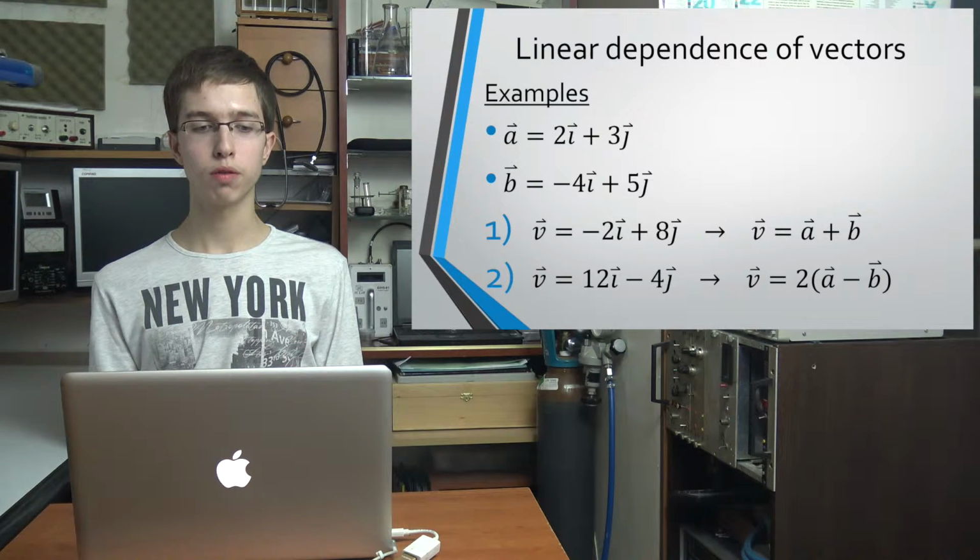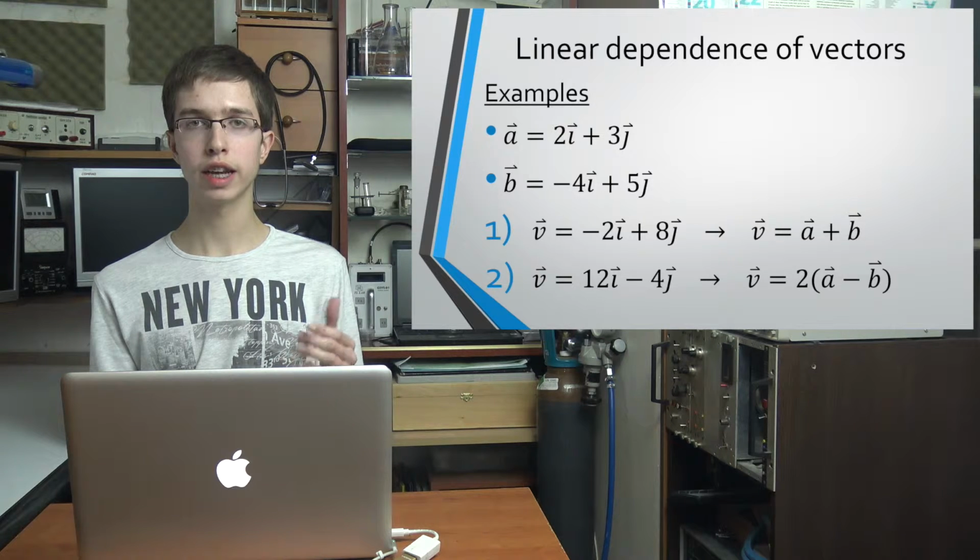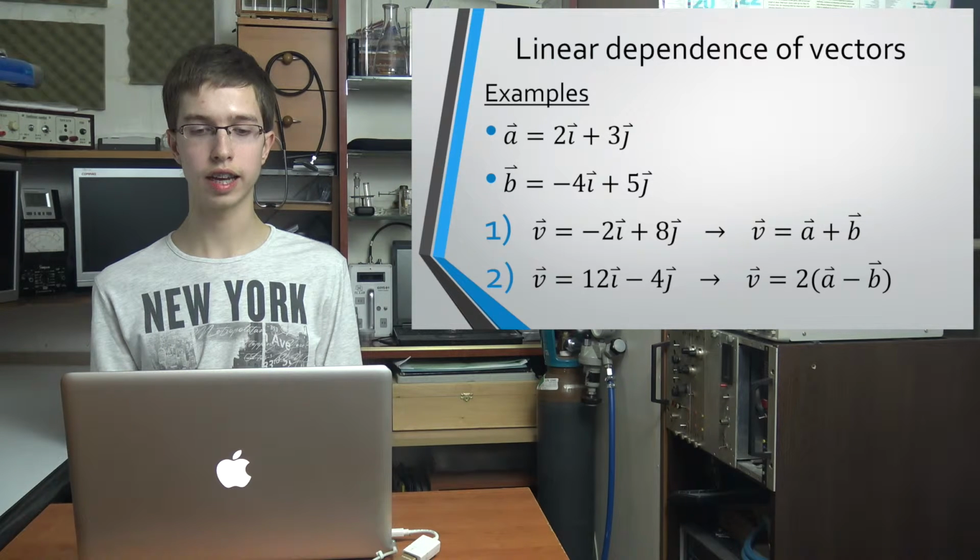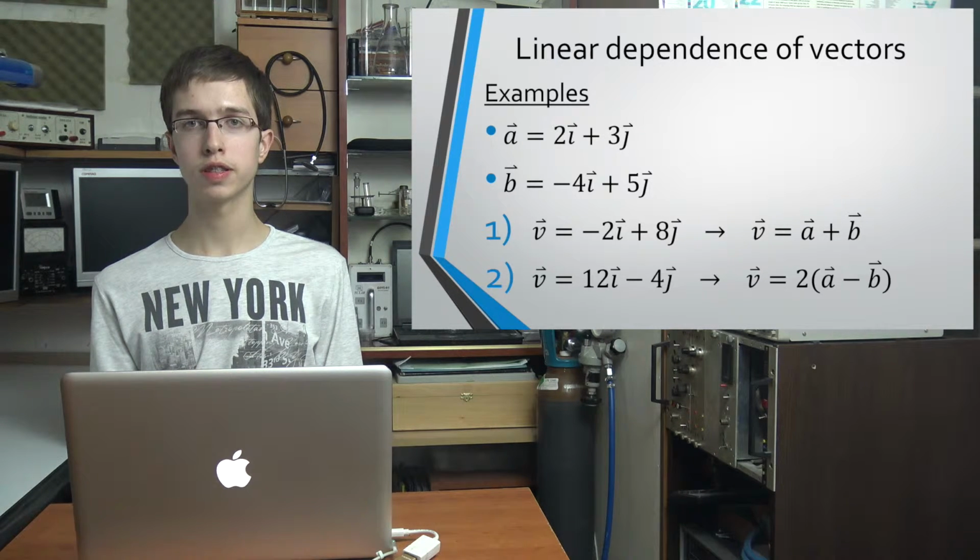Here we have an example of two vectors a and b and two cases of vector v. In the first case, vector v is the sum a plus b, and in the second case it's 2 times the difference a minus b. So vector v is a linear combination of a and b.